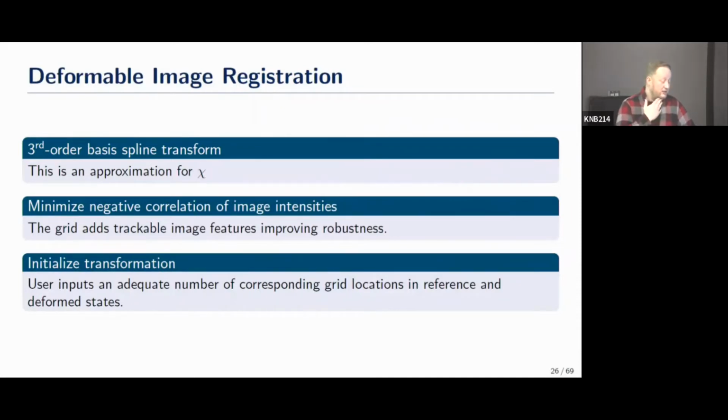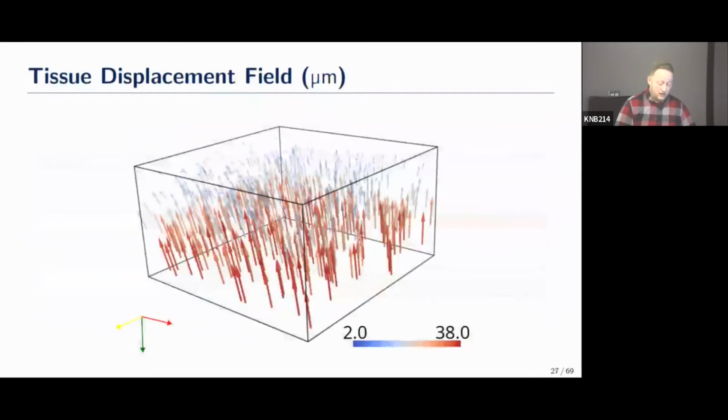You can do it with whatever transform you want. This is what I chose. We minimize, in this case, a correlation between pixels. So in your reference image, you have a pixel, you apply your guess for what the map is, you compare it to the pixels surrounding it in the deformed image, and keep doing that until the correlation is maximized, or the negative correlation is minimized here. And what the grid does is it greatly increases the robustness of this technique.